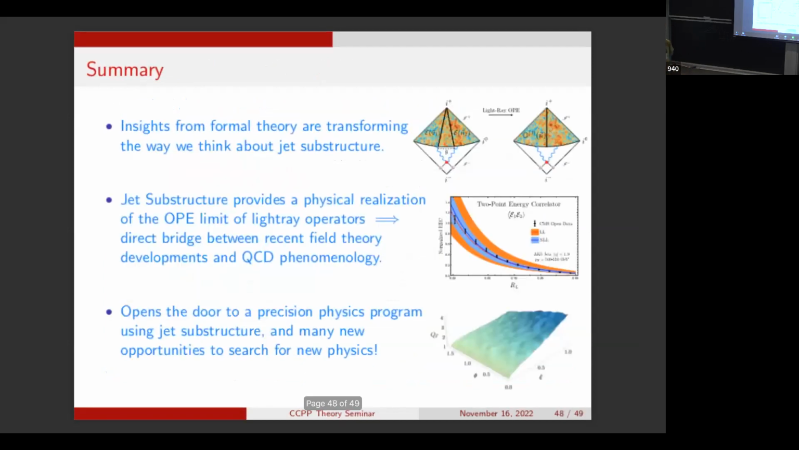Is that data? I can't read. No, that's just some, okay. Yeah. So it's being done in data. That's just some toy calculation.